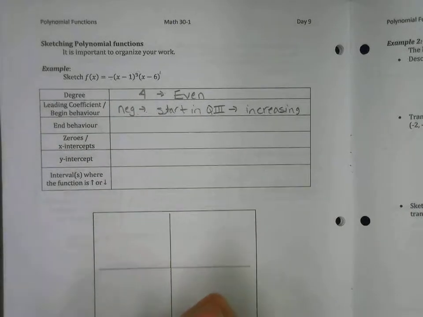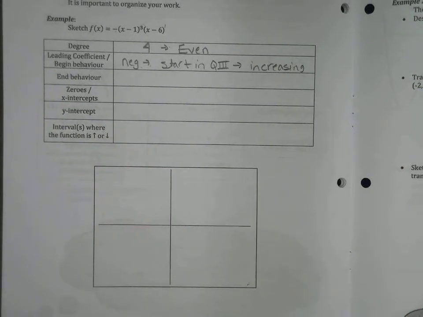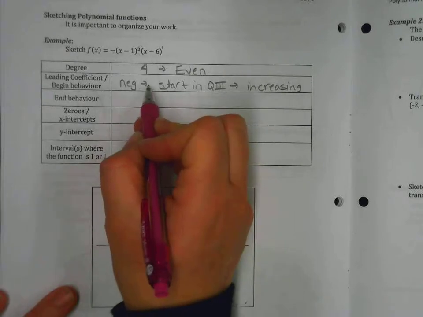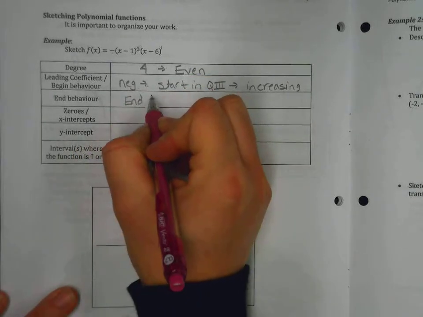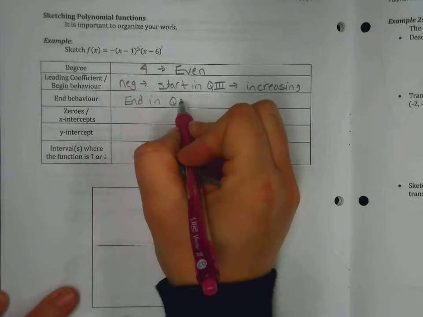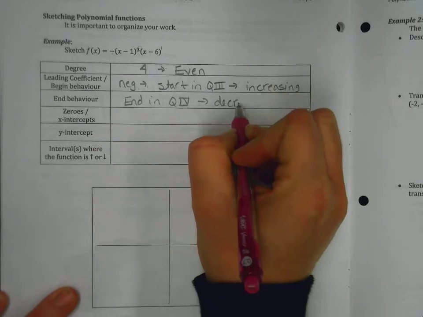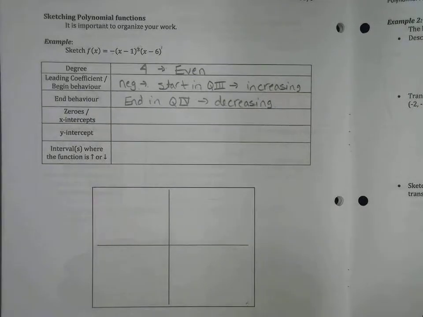Okay, so that means my graph is going to start somewhere down here and it's going to come up. It's going to start increasing. Okay, so that's like the beginning behavior. And then my end behavior, because it's an even degree and it's a negative, this should end in quadrant 4 with decreasing values. So this is just reiterating things that you should have discovered in the investigation. So let's talk about the zeros and x-intercepts.